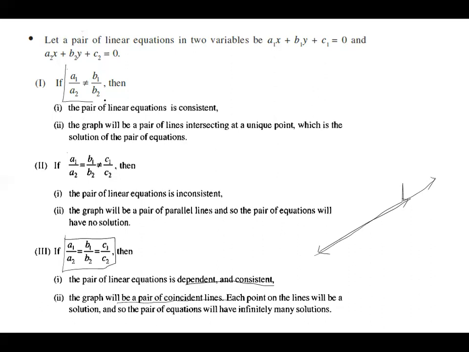So now we are learning three relations. If a1 by a2 is not equal to b1 by b2, then it is a unique solution or consistent. If a1 by a2 is equal to b1 by b2 is not equal to c1 by c2, then it is inconsistent or no solution. We get parallel lines. And if all the three ratios are equal to each other, then it is consistent. But there will be many solutions. Each point of this line will be a solution when one line goes over the other.